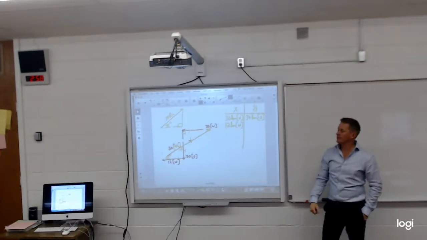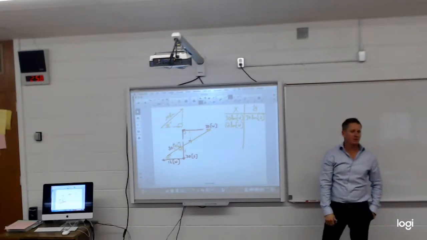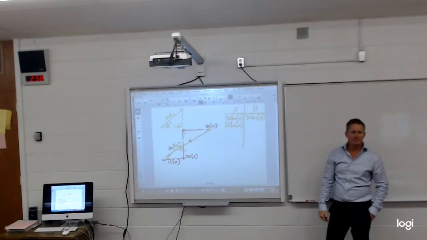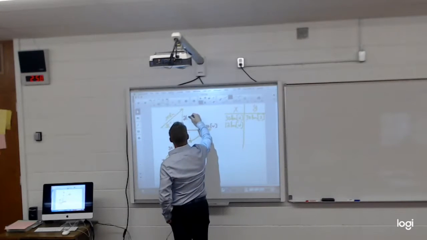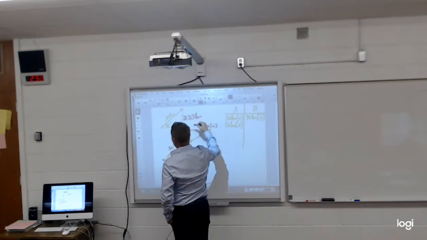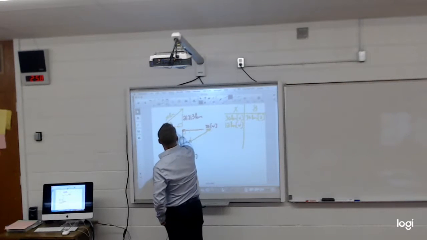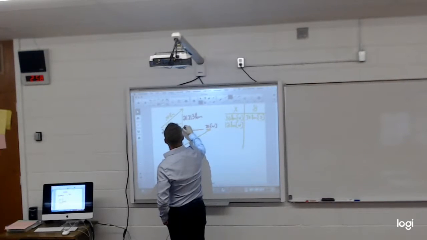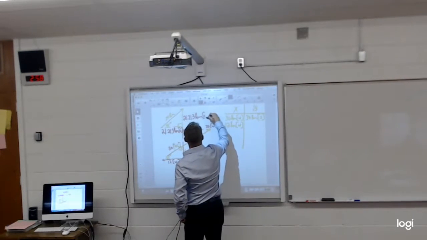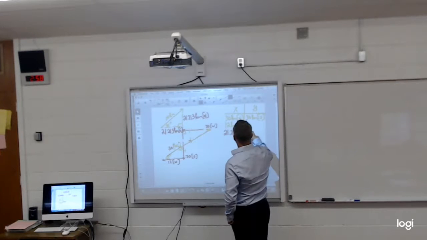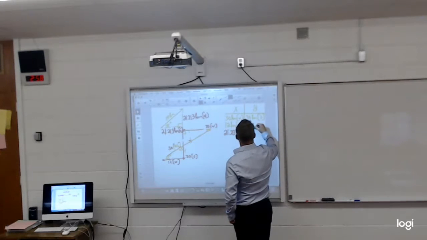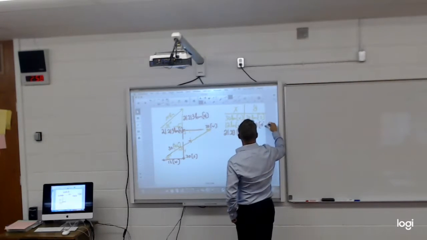Calculate for me what the north and the east components are of those. 21.213. Okay, good enough. So what directions are those? That one's east and this one is north. So we put that on there. 21.213 to the east. 21.213 to the north.